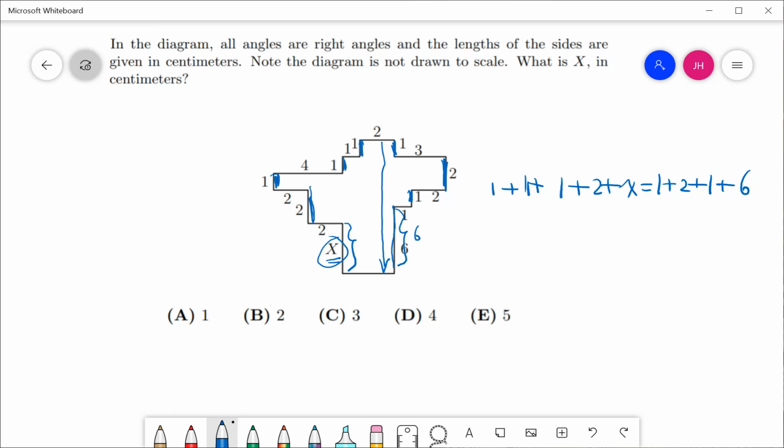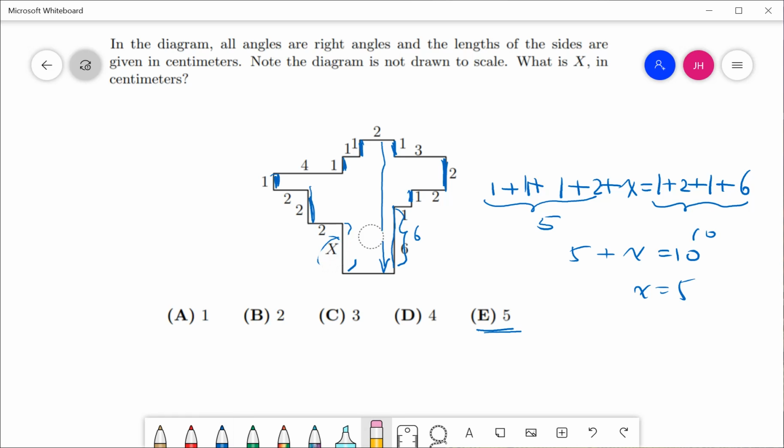Okay, it's quite straightforward to solve this equation. So this gives us 5. This gives us 10. So 5 plus x equals 10. x equals 5. So the answer is E. And this problem can be quite interesting.